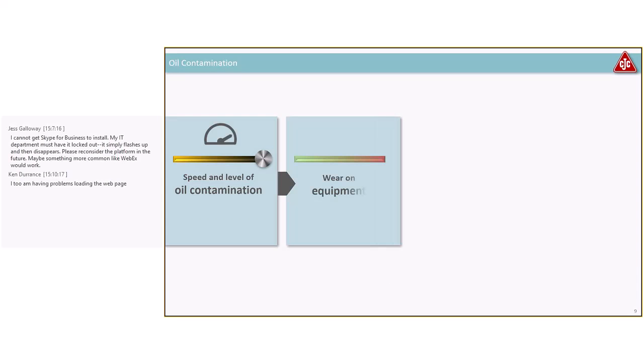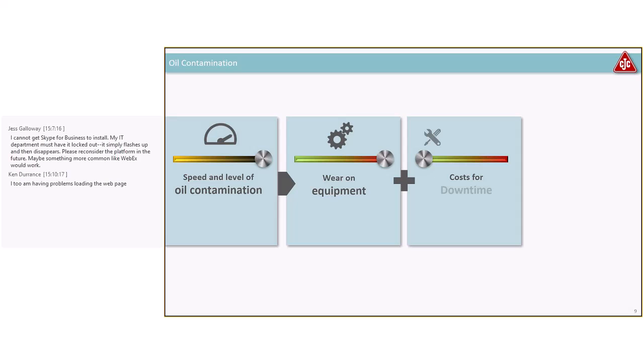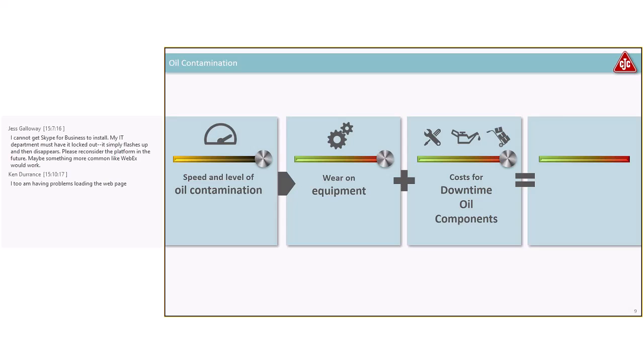And there is a direct correlation between the contamination of the oil and the cost of running. You'll have more wear if your oil is contaminated. You'll have more downtime. You'll spend more money on oil and components. So the cost of ownership is increasing if the oil is dirty. If you want to save money and have a lower total cost of ownership, you need to work with the oil.